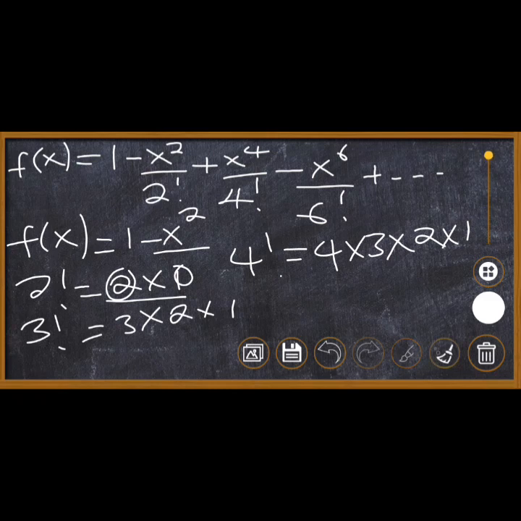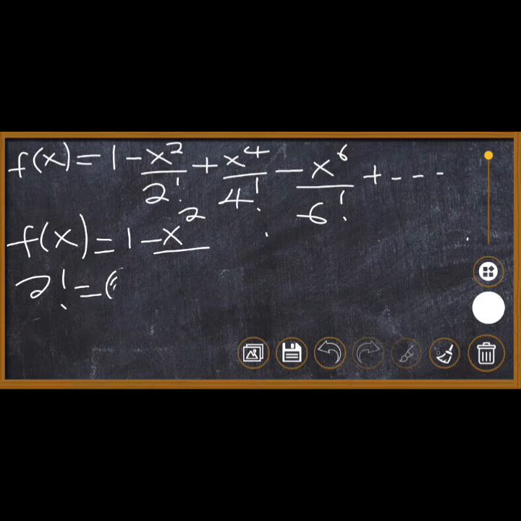We are going to have 2, of course. So that's how it is if you are not using the calculator. So that's how we go about it. So 2 factorial is just 2.